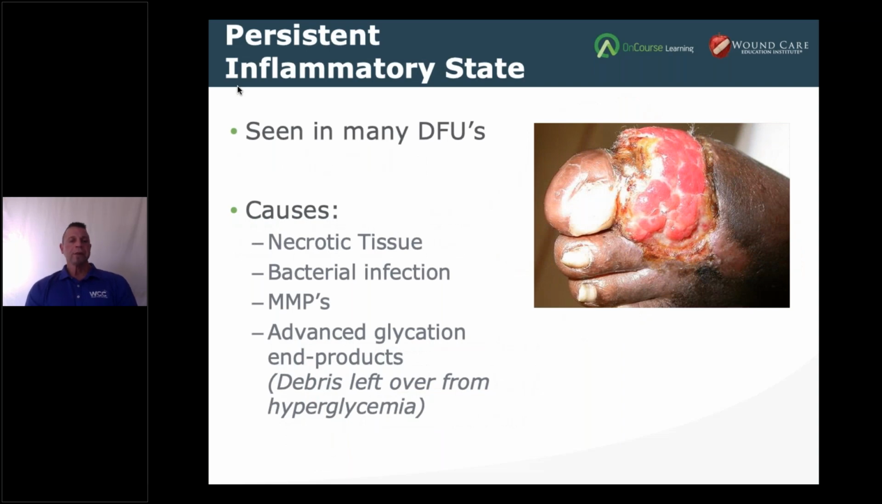It's very common that we see this persistent inflammatory state in our DFUs. And this is generally caused by the necrotic tissue or necrotic burden that we see initially in these wounds. It's not being managed effectively. Bacterial infections, MMPs, which is a short, nice abbreviation for matrix metalloproteinases, and there's debris left over. Let's call these advanced glycation end products. That is debris that's left over from this hyperglycemic state that our patients are in.